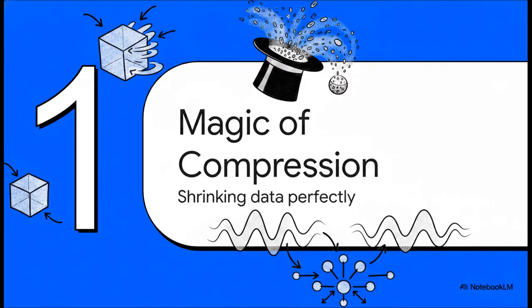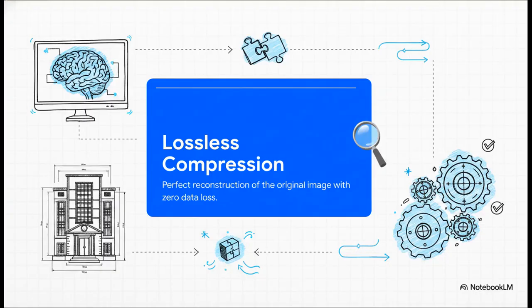Part 1. The magic of compression. Shrinking data perfectly. Okay, so there are a few ways to compress data, but the one we're zeroing in on today relies on a concept called lossless compression. Unlike lossy compression, where you might throw away visual data the human eye can't even notice, lossless methods are totally uncompromising. It's a technique that allows for the perfect reconstruction of the original image with zero data loss.